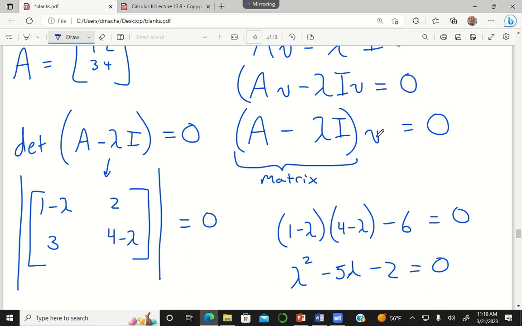But then I multiply that times the vector nu. And whenever I do matrix vector multiplication, the result is going to be a vector. And so this 0 is talking about the 0 vector. It's not just the scalar 0, but a vector with 2 zero entries. I could write this and it would mean the same thing. Yeah. That's what I mean.